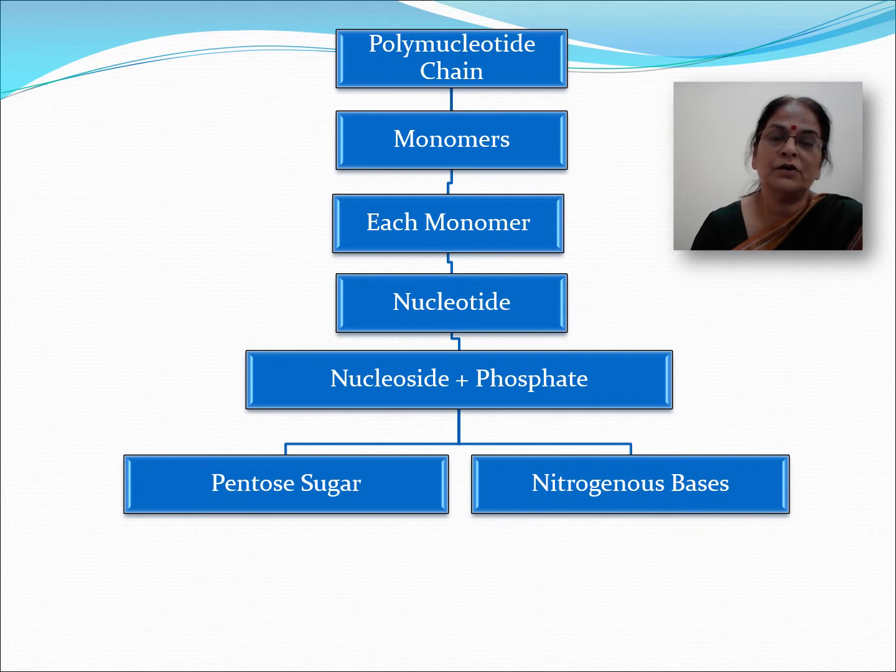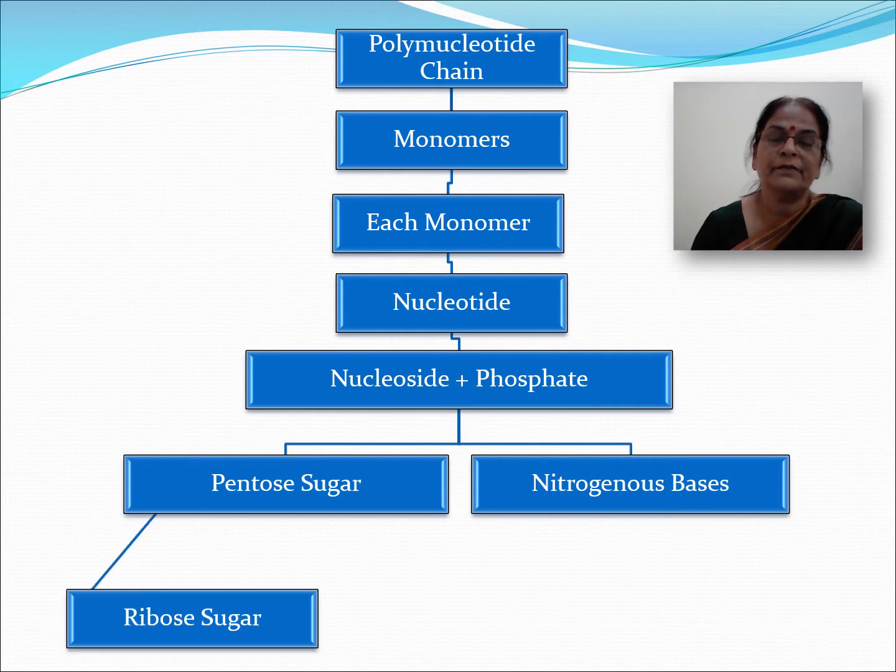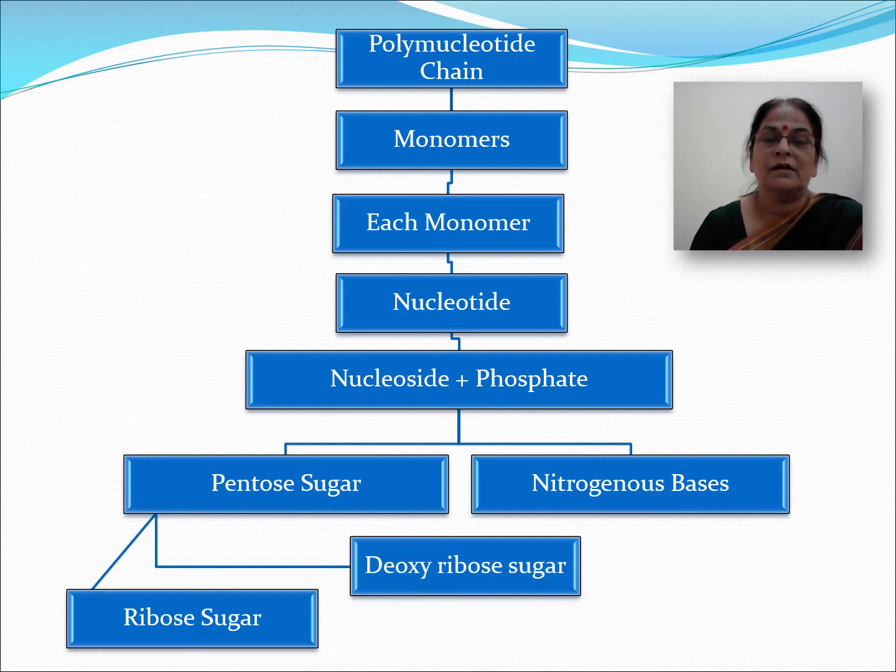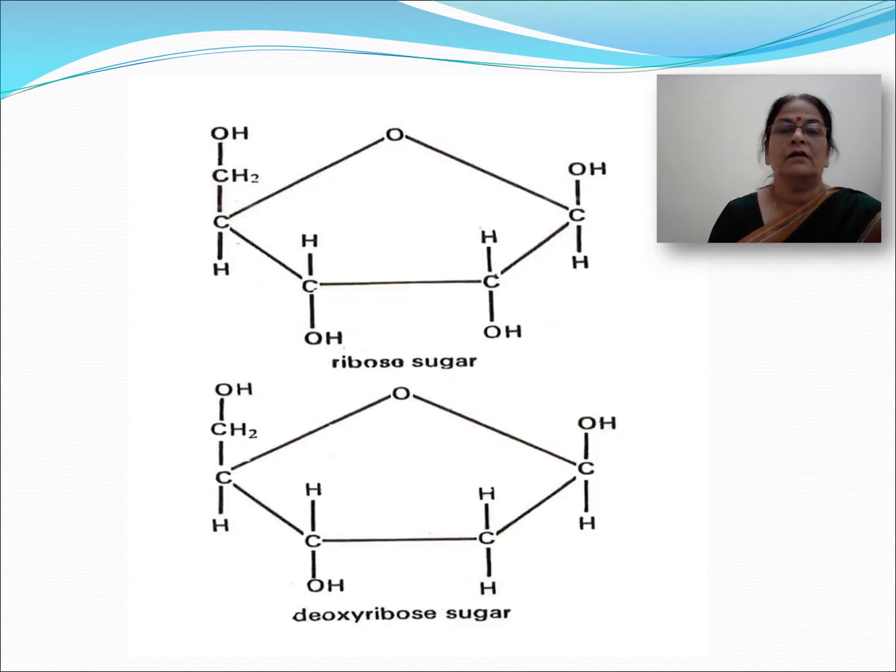Nucleoside has a pentose sugar and a nitrogenous base, and they form a nucleoside. These pentose sugars are ribose sugar in RNA, deoxyribose sugar in DNA. Now this is the structure of pentose sugar. So we start from here. This is the first carbon, second carbon, third carbon, fourth carbon, and this fifth carbon is out of this ring.